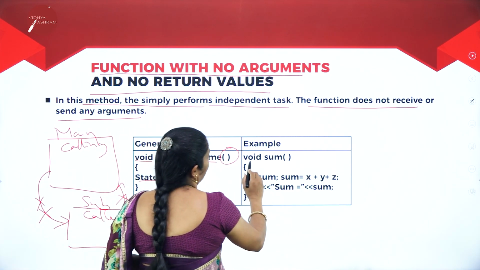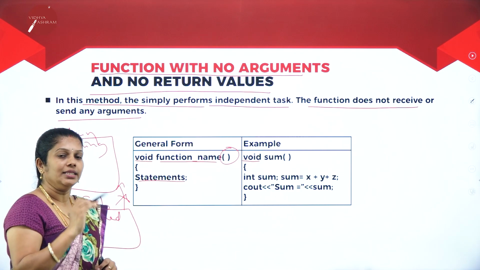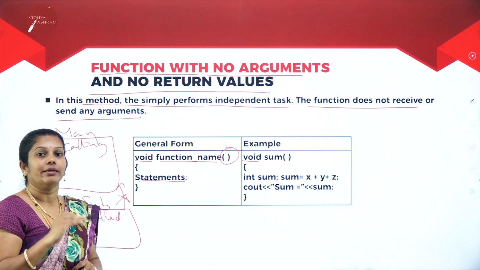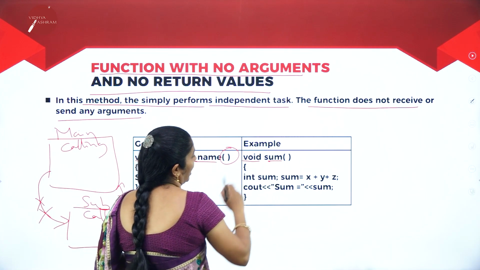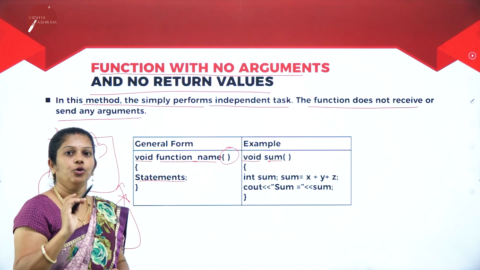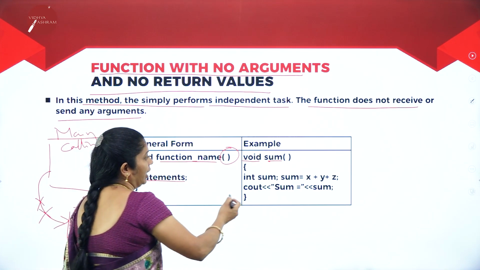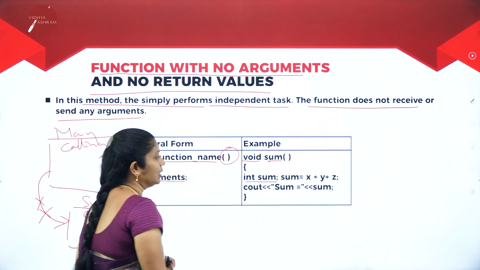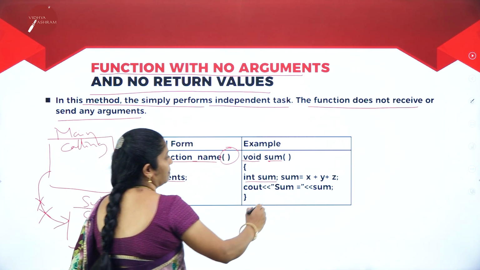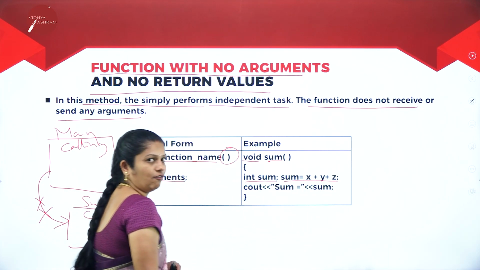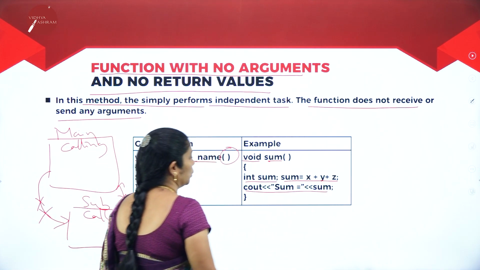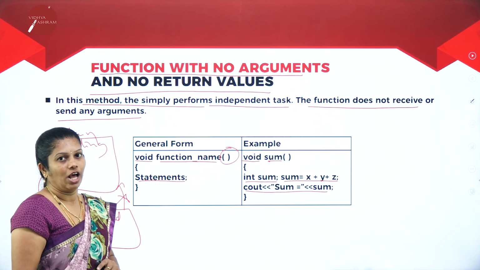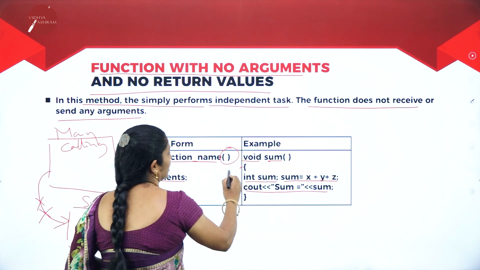If you observe the example, void we have written. In this case, no values are returned, and the function name we have given is sum, with empty parentheses, meaning no arguments are passing here. In this we have statements. We will declare int sum, then sum equals x plus y plus z. We are calculating the sum, and then displaying the sum value. Then we are closing this function.